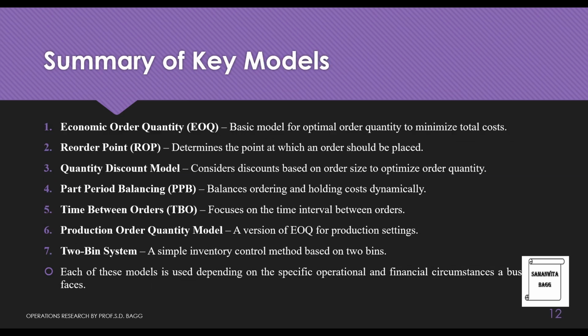So here is a summary of the key models. EOQ, basic model for optimal order quantity to minimize the cost. Reorder point determines the point at which an order should be placed. Quantity discount model considers discounts based on order size to optimize order quantity. Part period balancing balances ordering and holding costs dynamically. Time between orders focuses on the time interval between orders. Production order quantity model, a version of EOQ for production settings. Two bin system, a simple inventory control method based on two bins.